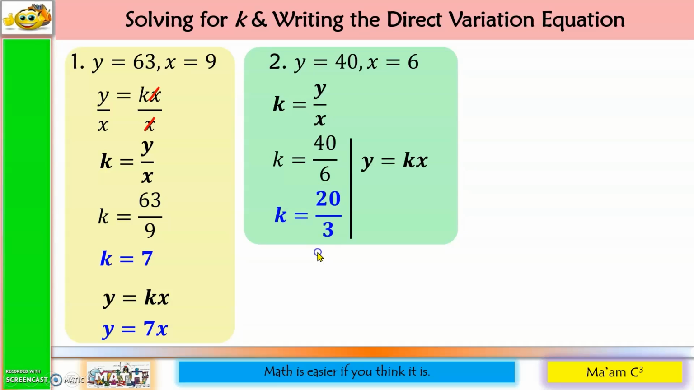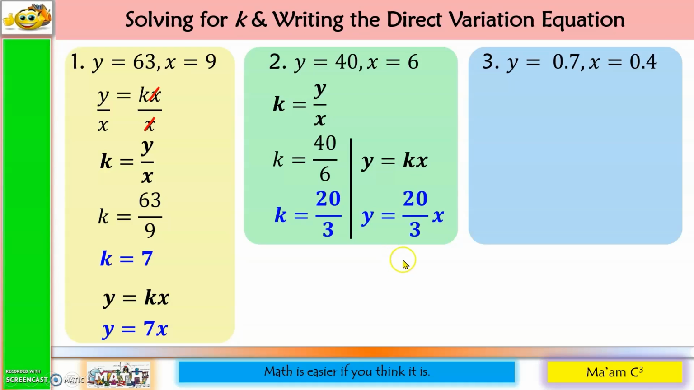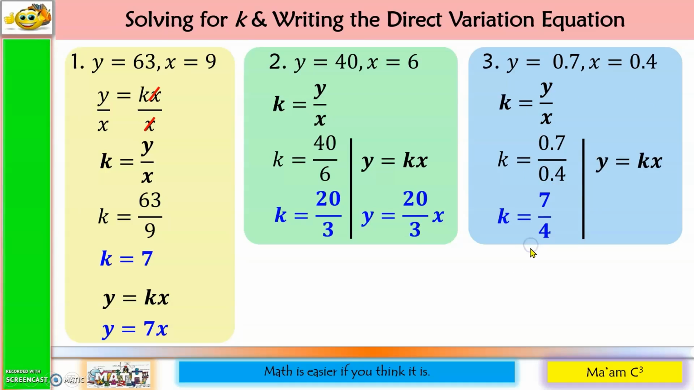For the equation, once again, y is equal to kx. Let us substitute 20 over 3 for k. So y is equal to 20 over 3 of x. Next one. Y is equal to 0.7 and x is equal to 0.4. Again, the formula for k, and then let us substitute the values and let us solve for k, and that is 7 over 4. For the equation, we have y is equal to kx. Let us substitute 7 over 4 in our k. So we have y is equal to 7 over 4 of x.